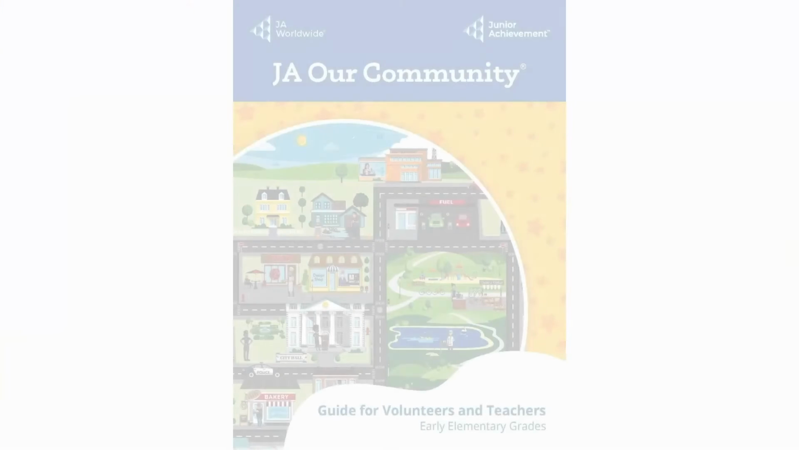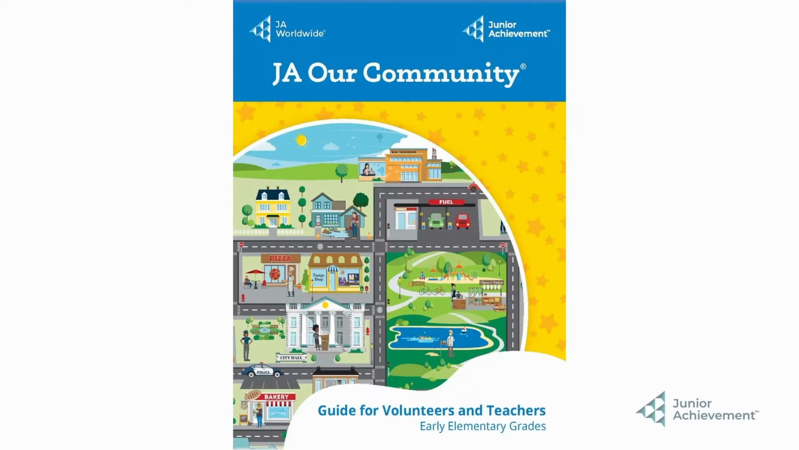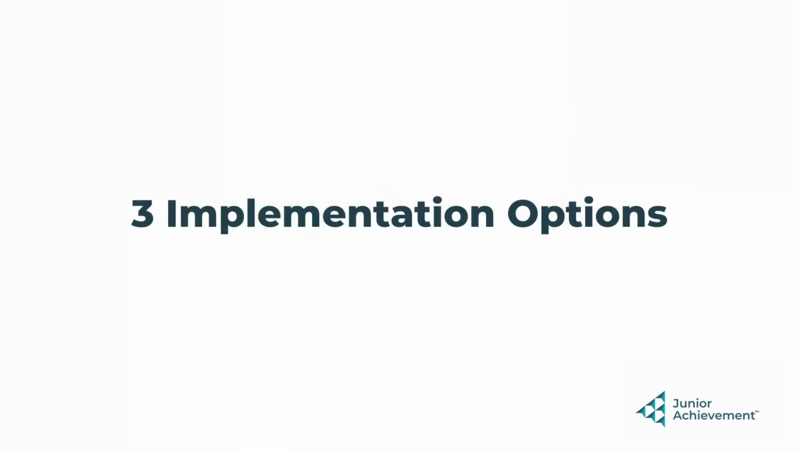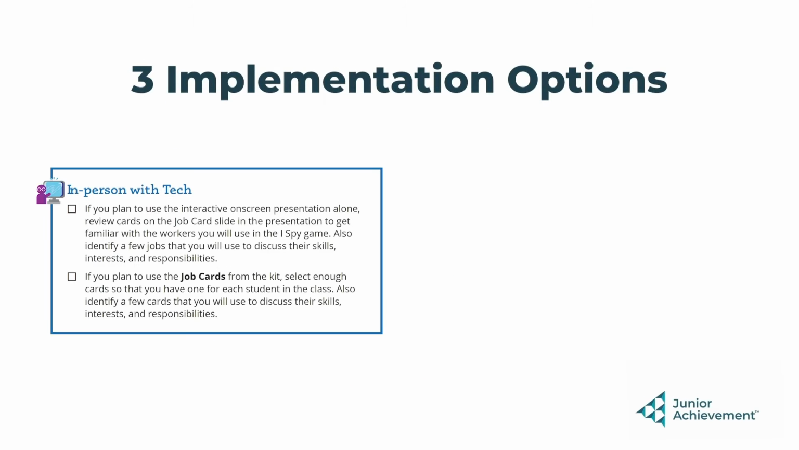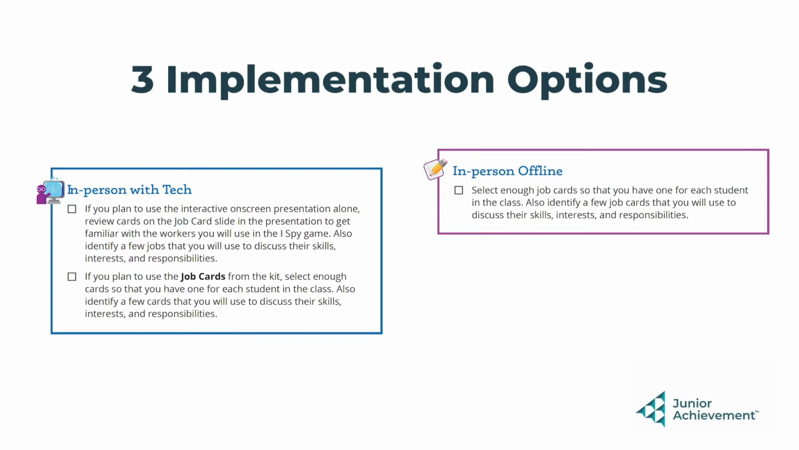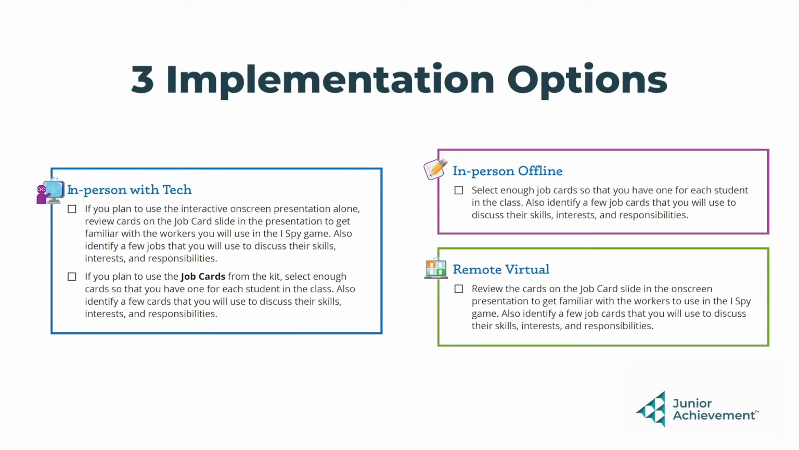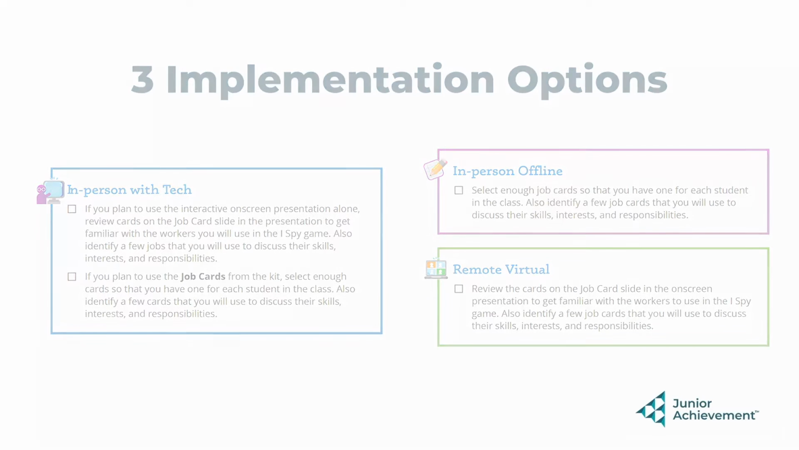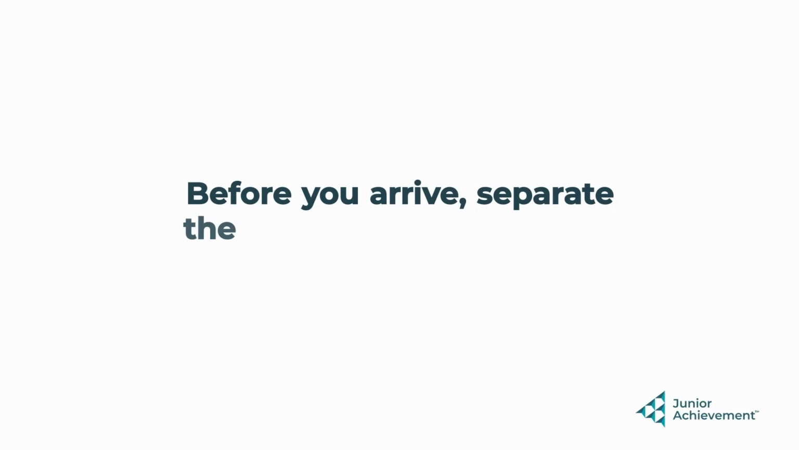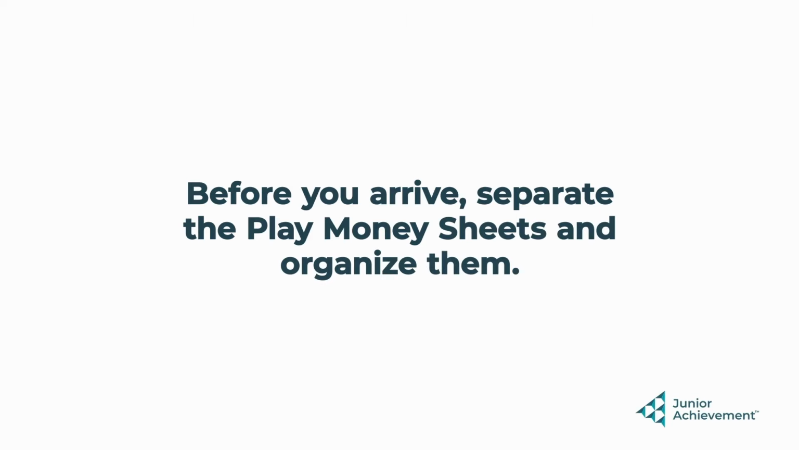As you prepare for this session, remember, in the Guide for Volunteers and Teachers, you will find 3 options for implementation: in-person with tech in blue, in-person offline in purple, and remote virtual in green. Work with your JA area staff member and educator to determine which option is correct for your experience and follow the guide accordingly. Before you arrive, separate the Play Money sheets and organize them.